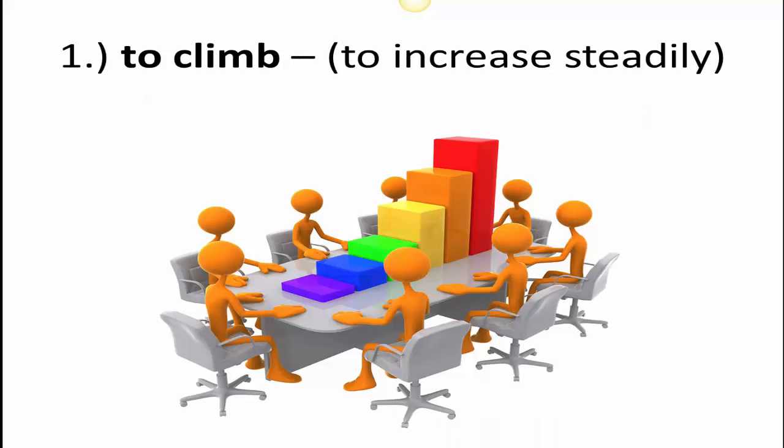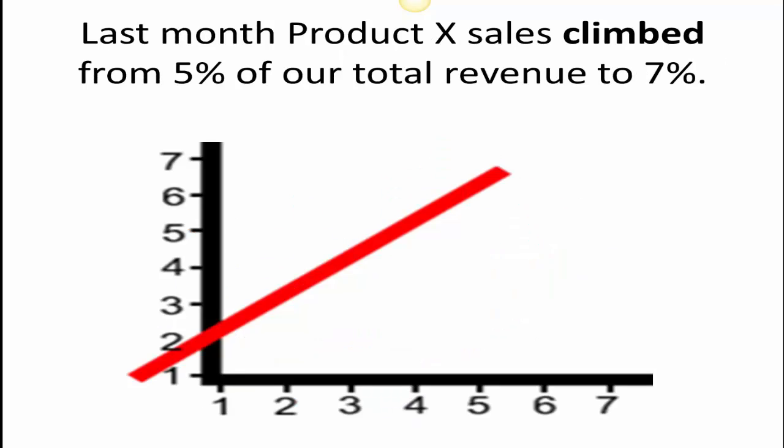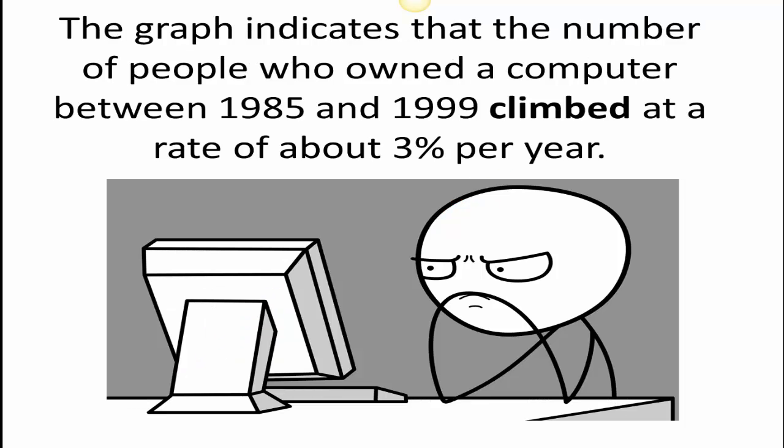The first of 5 words and expressions we'll go through is to climb. That means to increase steadily, which means to increase little by little over time. For example, last month, product X sales climbed from 5% of our total revenue to 7%. The graph indicates that the number of people who owned a computer between 1985 and 1999 climbed at a rate of about 3% per year.